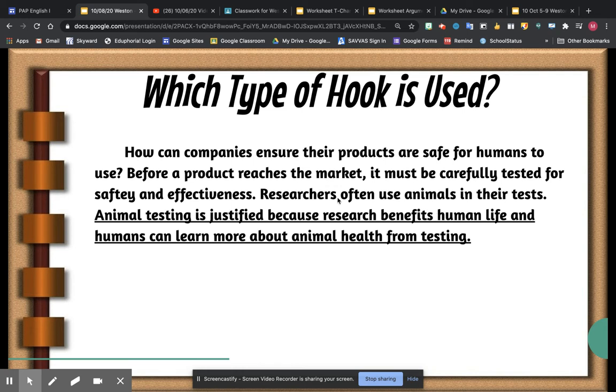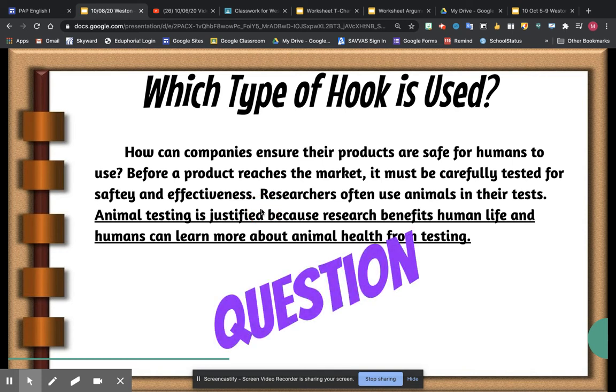So, what kind of hook is being used here? We have a big clue going on right there. Of course, it's a question, a rhetorical question. And how questions are great. How can companies ensure this? I mean, there's just so much you would have to think about there.